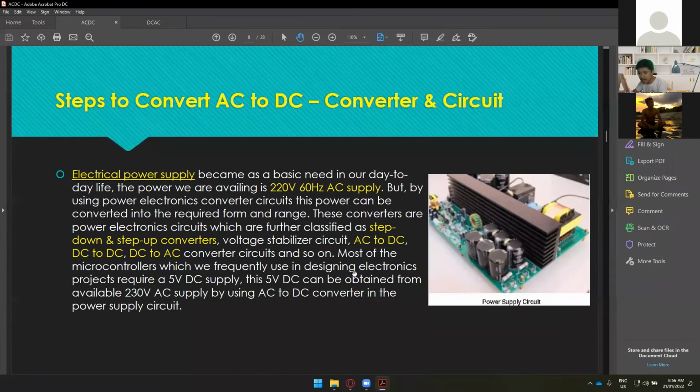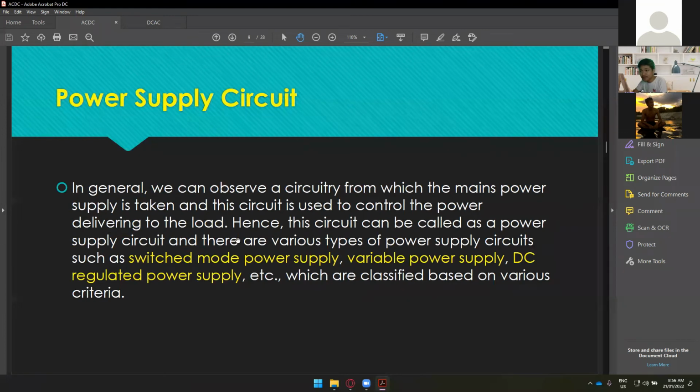There's a lot of kinds, depending on what you need or how much power output you need it to give you. But in most cases, from 220 volts it will give you 5 volts, or from 220 volts it will give you 12 volts maybe, or from 220 volts it will give you 24 volts. That completely depends on the need of your system.